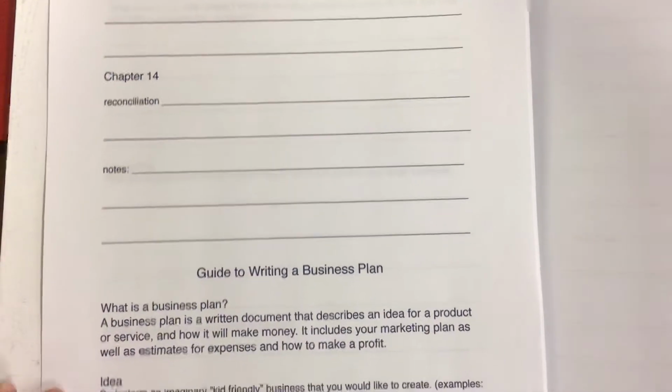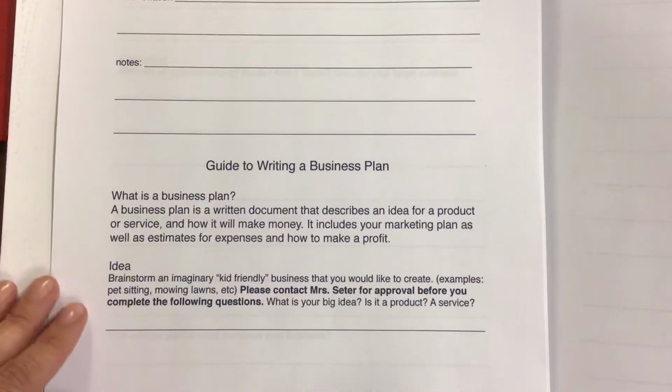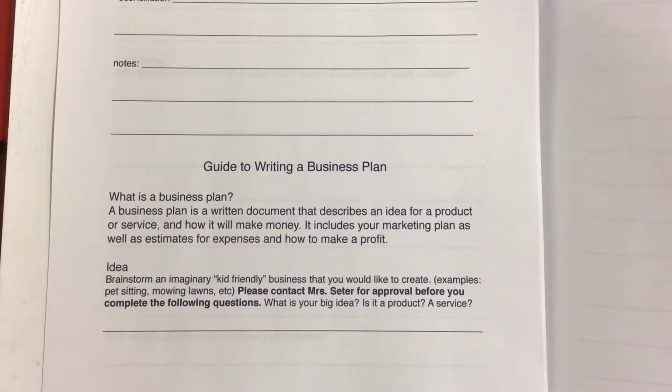Now here's where it gets to be a lot of fun. You are going to end up writing your own business plan for a kid-friendly business. You're going to need to get approval from me first, for whatever business you decide to do. So make sure you either have mom or dad send me a message on the Remind app or email so that we can make sure that we approve whatever your kid-friendly business is.